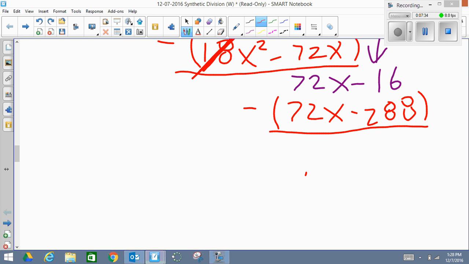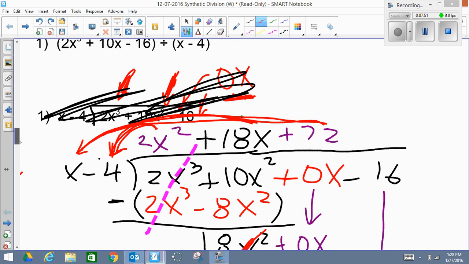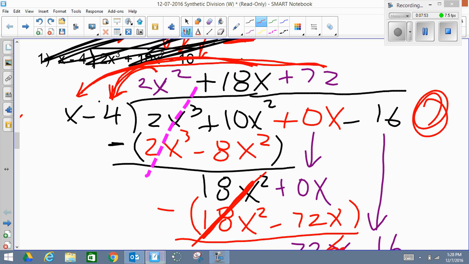Now 72 minus 72, 0. Cancel out. Negative 16 minus negative. Again, minus negative is going to give me a positive. So negative 16 plus 288, that's going to give me positive 272. Now, let's check if there's anything else that I can bring down. No, there's nothing in here. So there's no more terms that I can bring down.